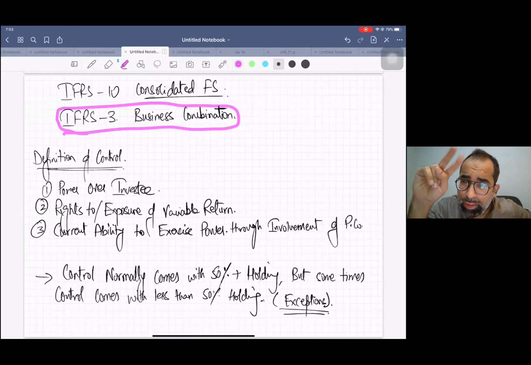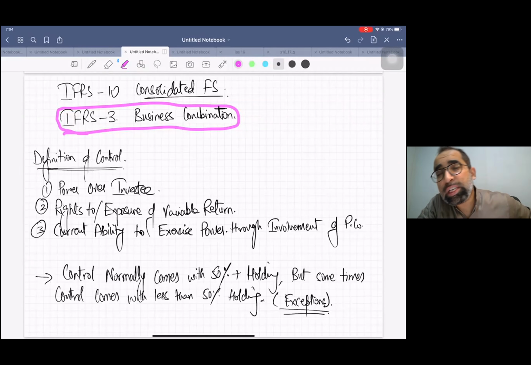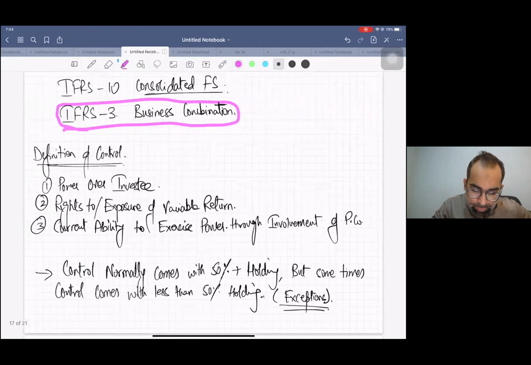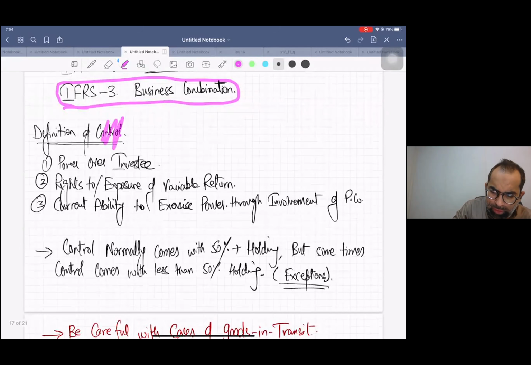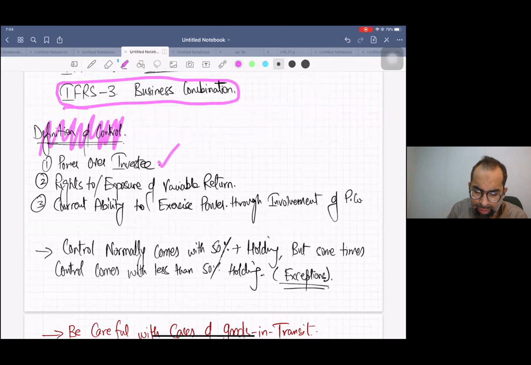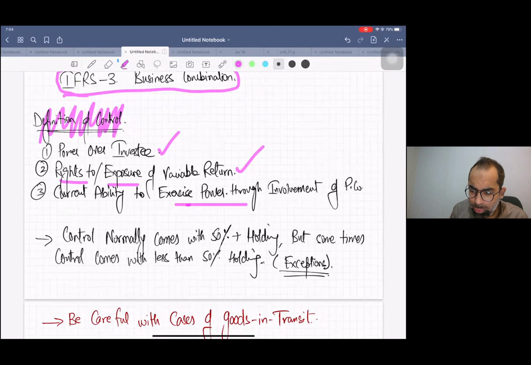So the difference is IFRS 10 tells you whether you have control in that company or not. And once you got the message, yes, we have control, the whole practical consolidation is discussed in IFRS 3 Business Combinations. Now, this is the definition of control. Just for your convenience, just have a look. When an investor has control in investee, when you have power over investee, you have rights to or exposure of variable returns, and you have the current ability to exercise power through your involvement.